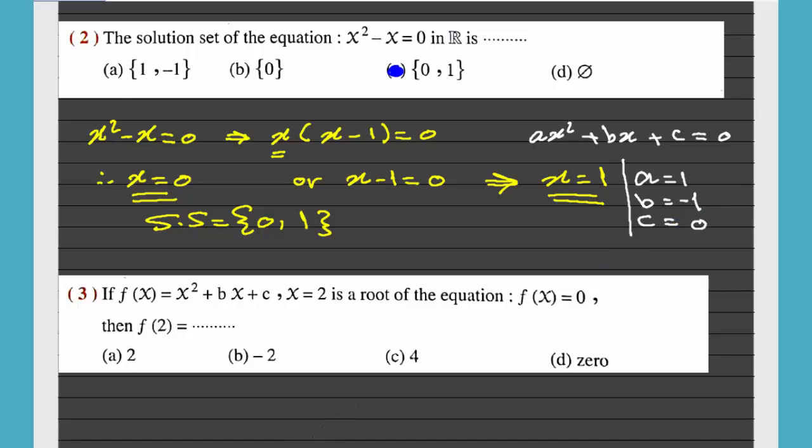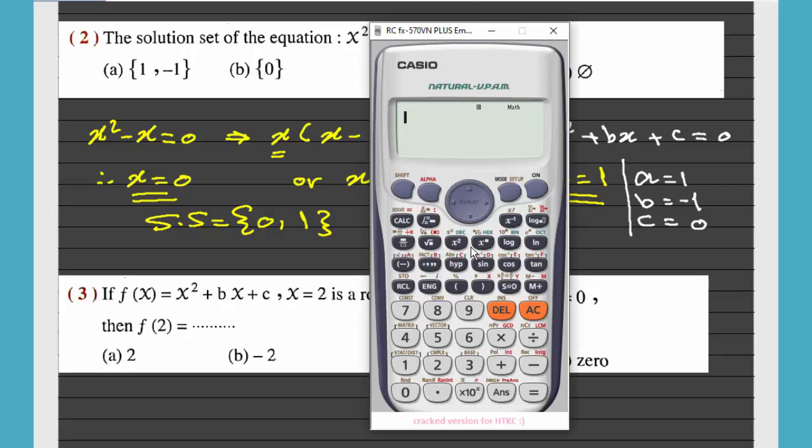So we go to the calculator and we enter the equation solver mode. We write the coefficients: a equals 1, b equals -1, c equals 0. And then we complete, we find x1 equals 1 and x2 equals 0. So the solution set is {0, 1}.